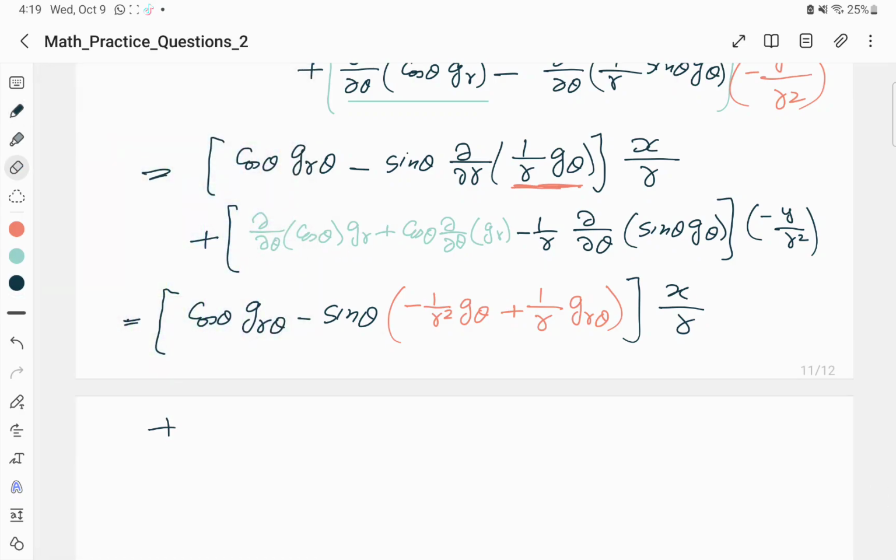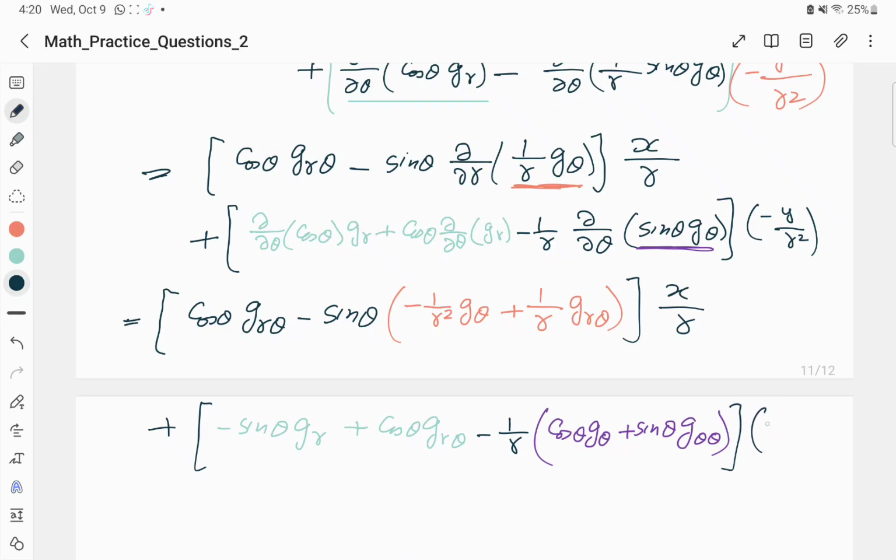okay, now apply the derivatives over here. So the derivative of this cos theta will be negative sine theta, g r is there, plus cos theta, and the derivative of g r with respect to theta will be just g r theta. After that we have negative 1 over r, and here we again apply the product rule. So I'm going to apply the product rule directly. So the derivative of sine theta will be cos theta, and g theta will be as it is, and then sine theta will be rewritten as it is, and the derivative of g with respect to theta will be g theta theta.